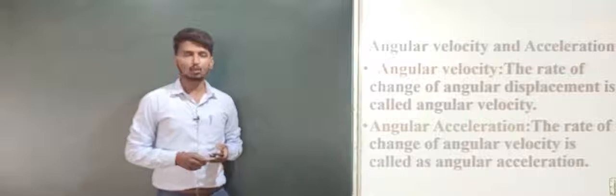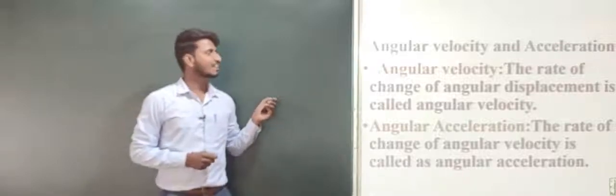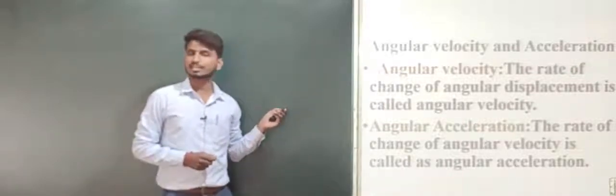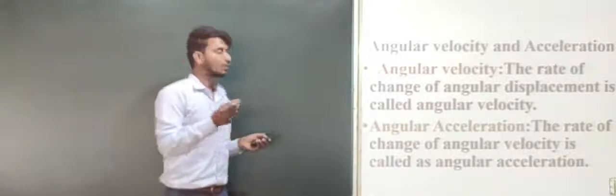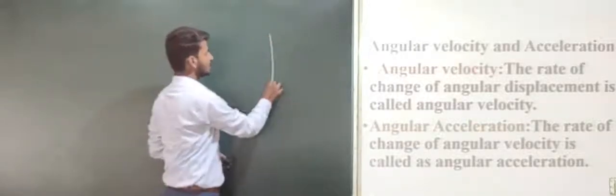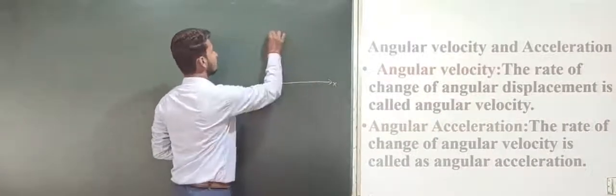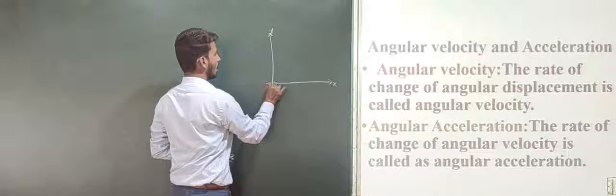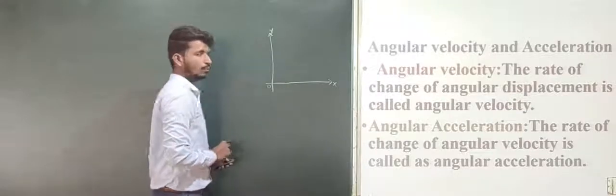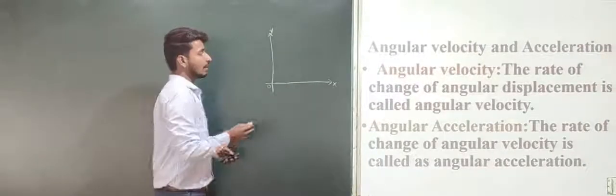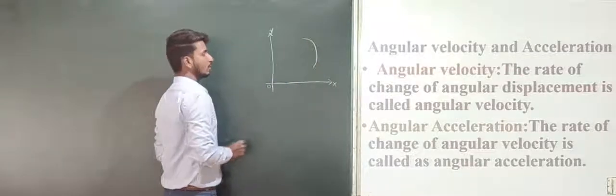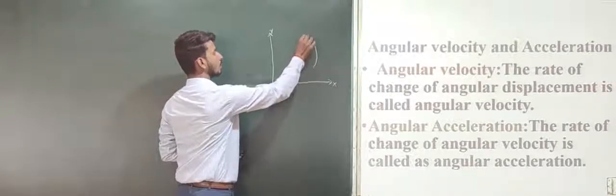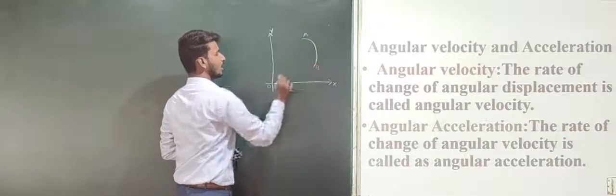Here, what do you mean by angular velocity? Angular velocity is the rate of change of angular displacement. Suppose you consider a coordinate system, that is, this is the x-axis, y-axis and a point O. If you consider a plane curve, suppose the particle is moving in a plane curve, we can denote this curve as A and B.